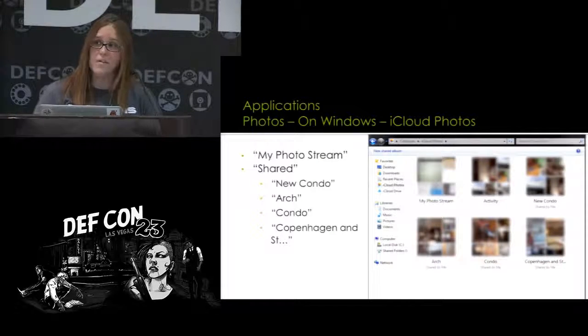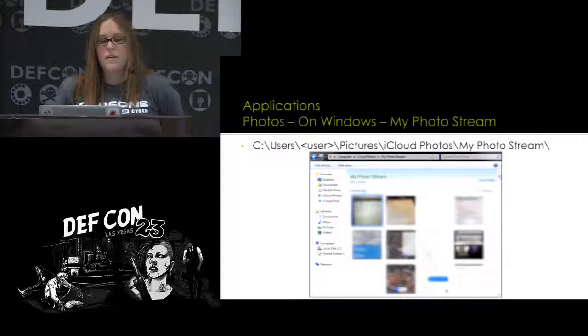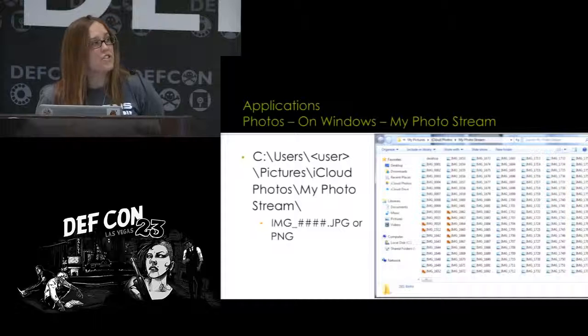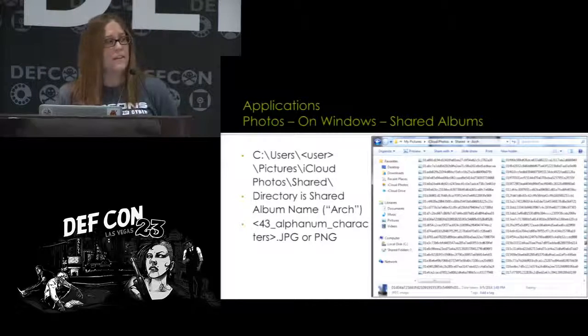Now on Windows, again, one of the few things that is synced down to the Windows. You still have My Photo Stream and shared directories. And these are all located under the Photos application on Windows, or in the Photos directory on Windows. Again, another screenshot of my photo stream. These files are stored in just a straight up JPEG or PNG format, depending on if it's a photo or a screenshot. Pretty easy to get to. If it's a shared album, you're going to find that's in, again, another hash type thing. We can correlate this back to other databases as well.